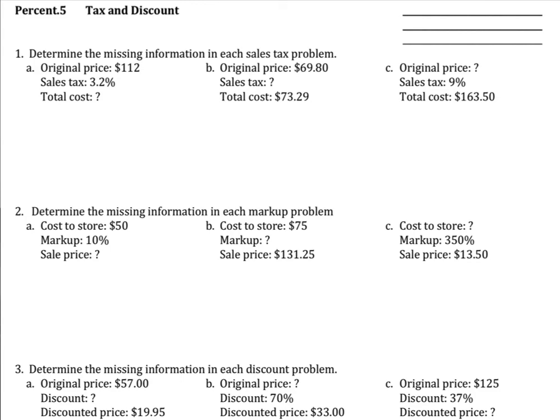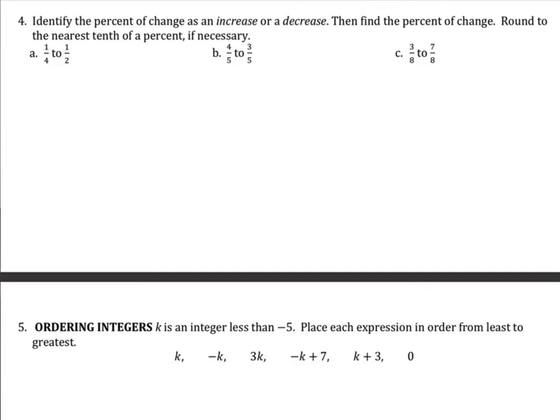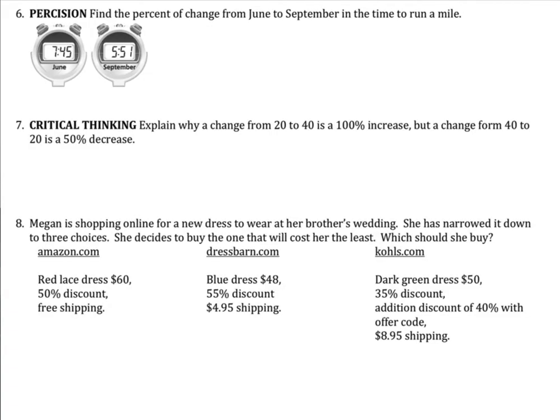In the practice, on 1, 2, and 3, you're doing sales tax, markup, and discount. And you've got one of each type, where the cost is missing, or the sales tax is missing, or the original price is missing. Number 4, you're doing percent of change using fractions. Number 5, you're going to order the integers from least to greatest. That reviews back to unit 1. I think there was a test question like that.